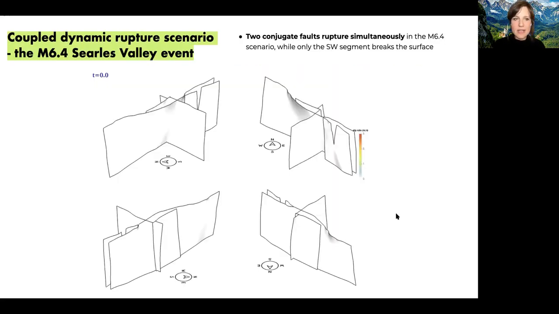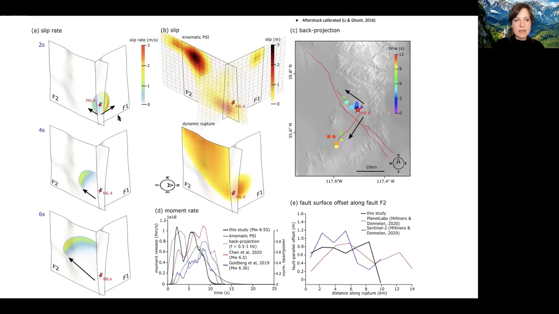This is our preferred scenario of the rupture dynamics of the 6.4 Searles Valley event. You will see 4 perspectives of the same dynamic rupture scenario in this animation, and observe that we model 2 conjugate faults that rupture simultaneously, while only the southwestern segment breaks the surface. In the slip rate snapshots at 2, 4, and 6 seconds, we illustrate nucleation close to the intersection of fault segment F1 and F2, and a pulse-like propagation across F2, leading to pronounced surface rupture on the conjugate segment.